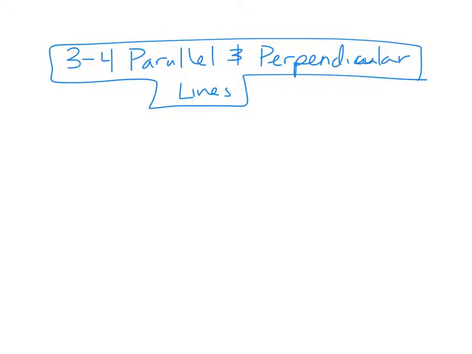So 3-4 is all about parallel and perpendicular lines. And I have 3 theorems for you, and then just 2 examples to kind of go along with those theorems.